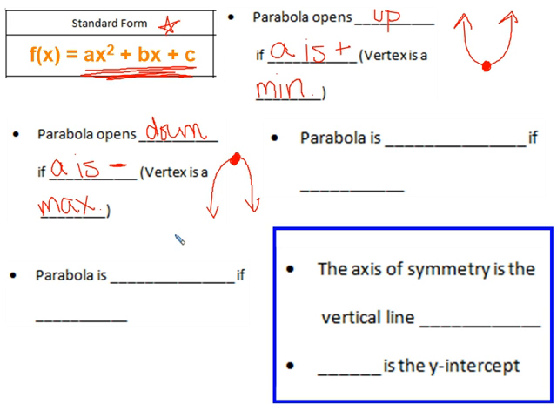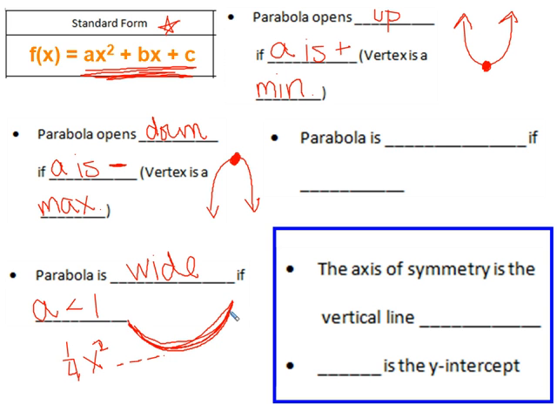Some other ones, let's see. The parabola, this U shape, is wide if your a value, remember we're always going back to the number out front, is less than 1. Meaning if we have 1/4 x squared, your parabola is going to be really, really wide. So it's almost going to look something like this, almost like a bowl or maybe a smiley face. It's really, really wide.